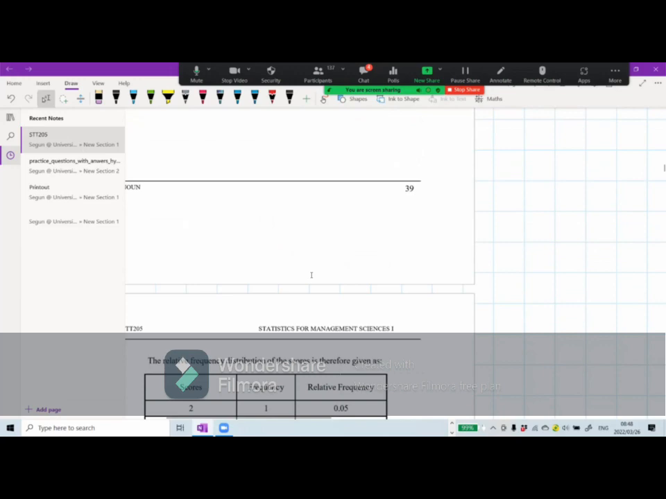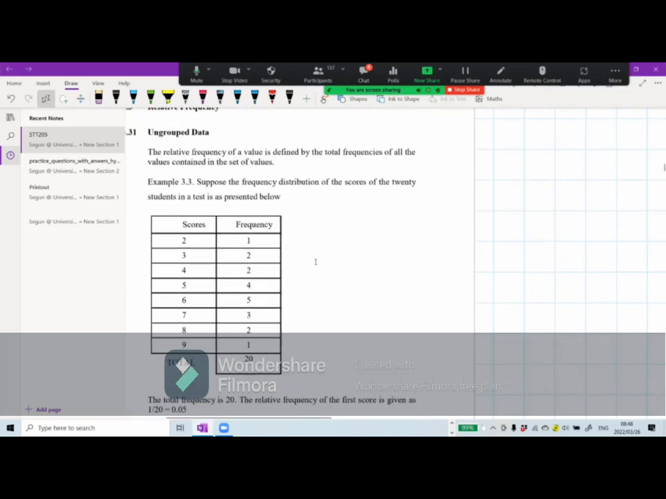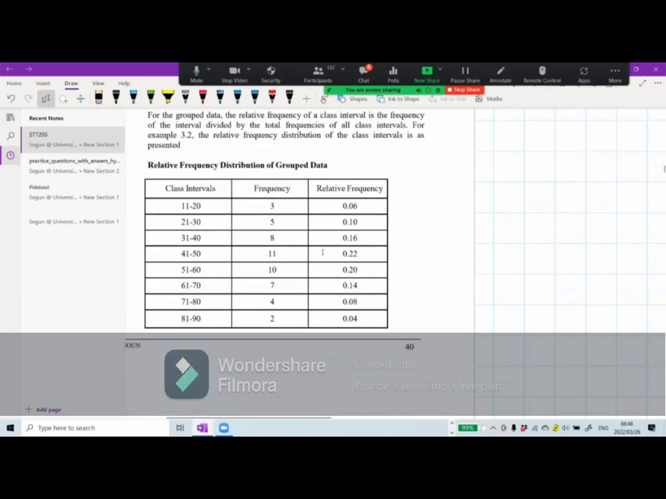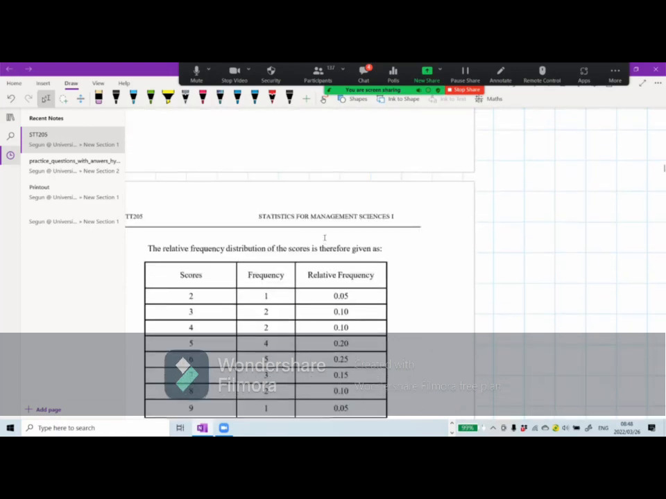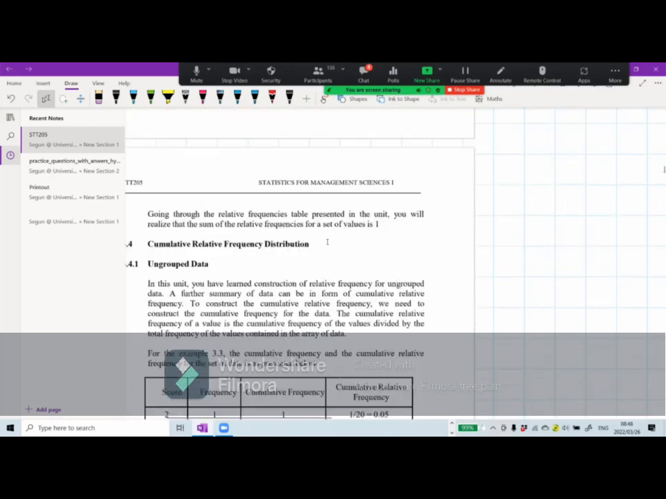I know some of us are wondering where they got all this. I don't understand. You will get it very soon. These are the grouped data.